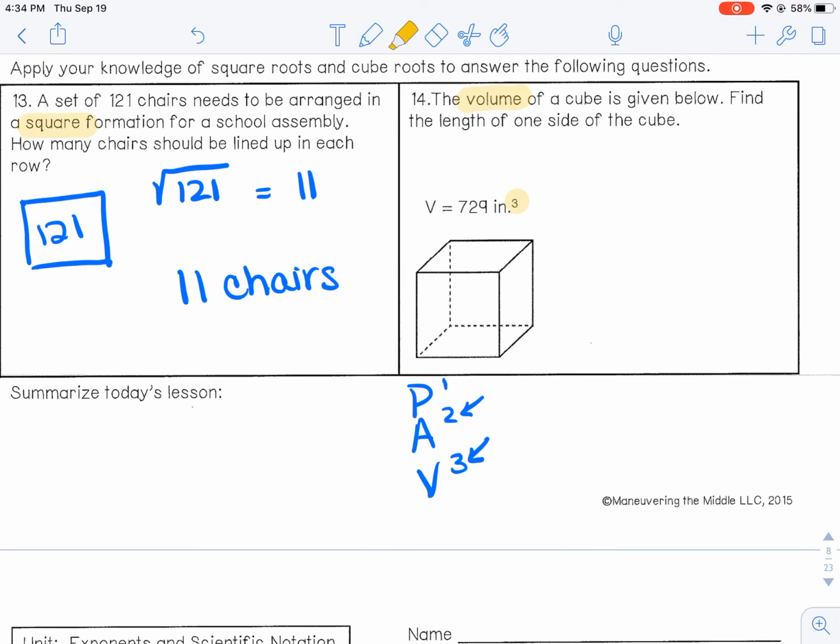So we know that the volume is 729 cubic inches. So what we have to find is the length of one side of the cube. So I'm going to take the cubed root of 729. Again, I may have to look at that front page to see what it could be. And when I do, it is 9, and I'm looking for inches. So one side is 9 inches.